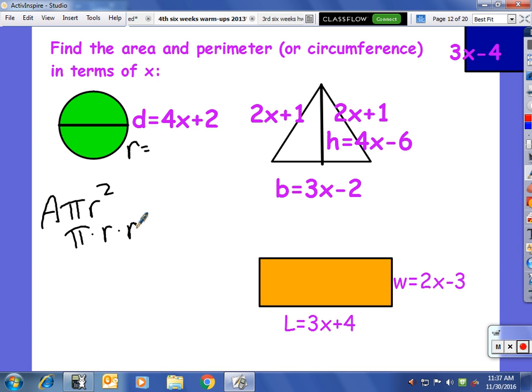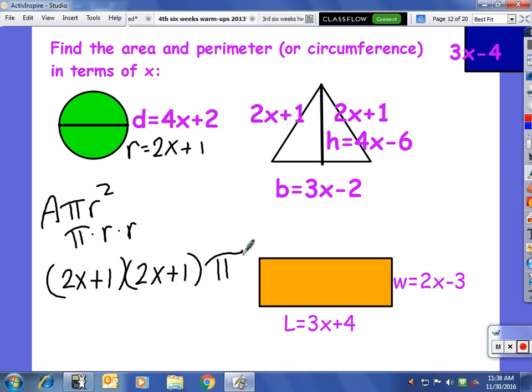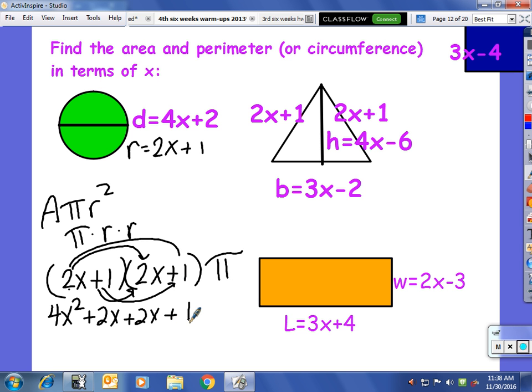So if the diameter is 4x plus 2, what's the radius? 2x plus 1. Now, just like the square, instead of side times side, I'm doing radius times radius. And don't forget, when you're all done, you got to have a pi in there. Now, I should get 4 little products. What's my first product? 4x squared. What's my next product? Plus 2x. What's my next one? Plus 2x. What's my last product? 1.